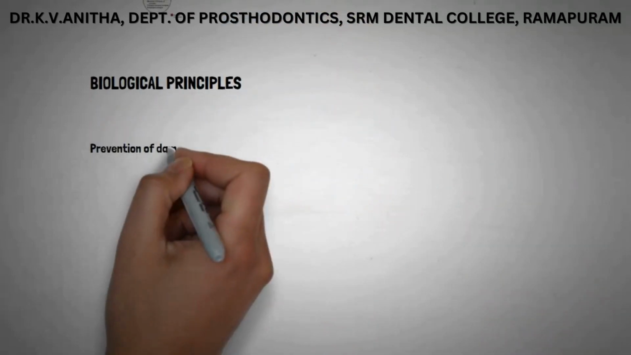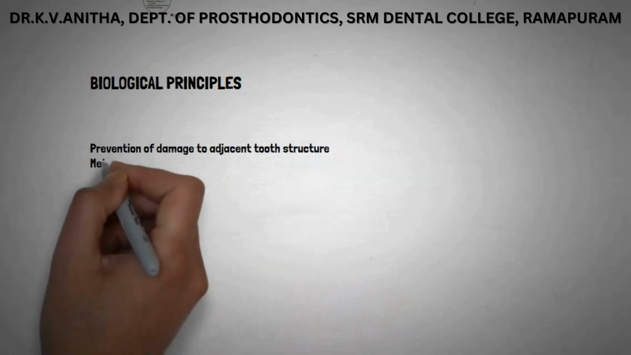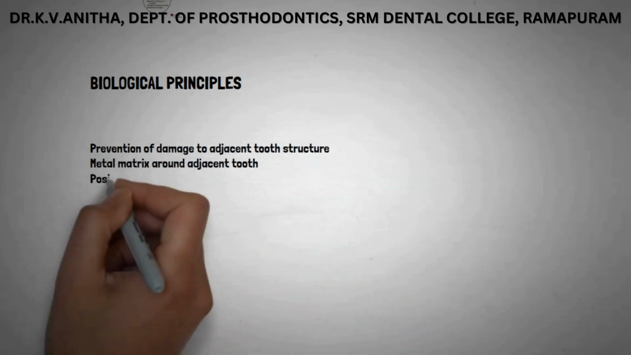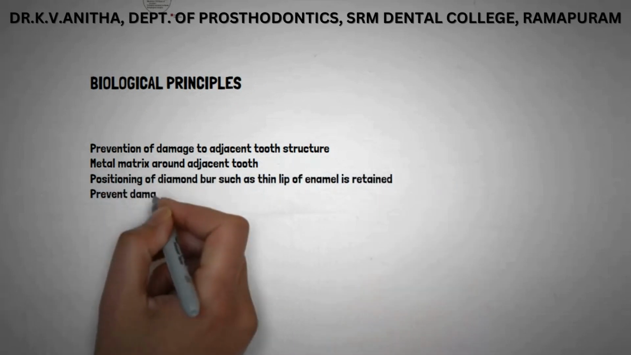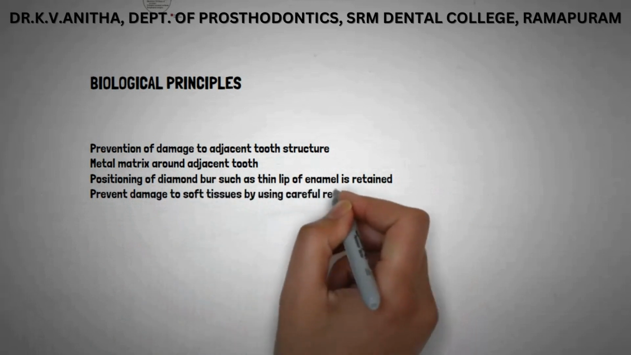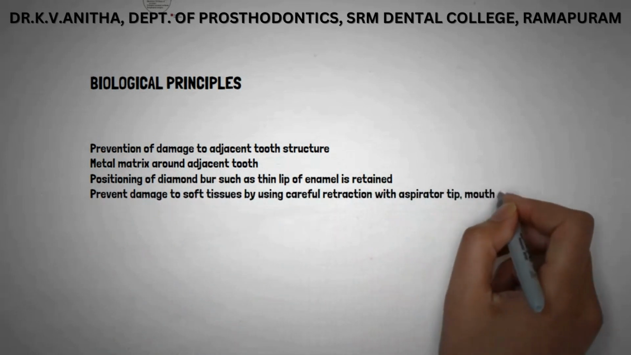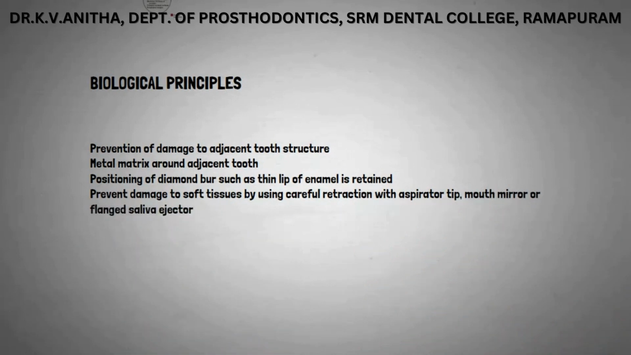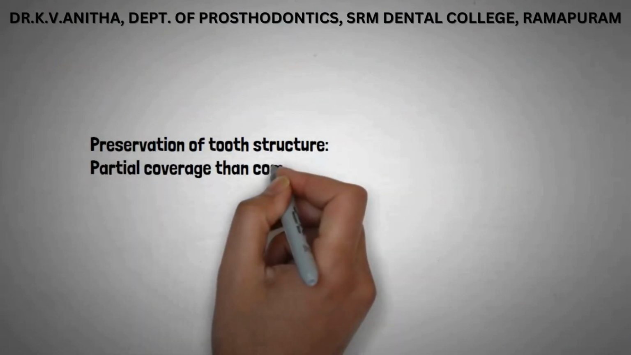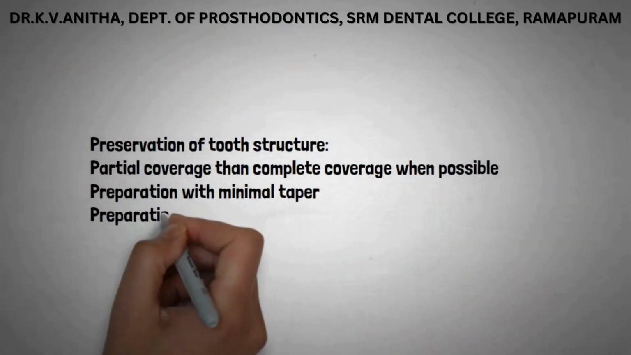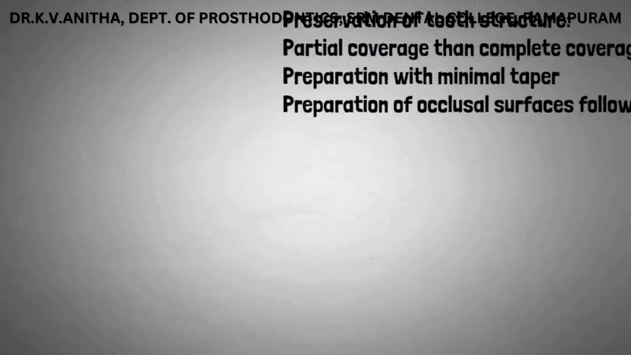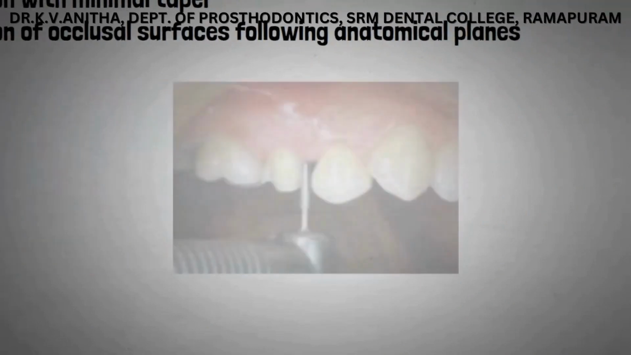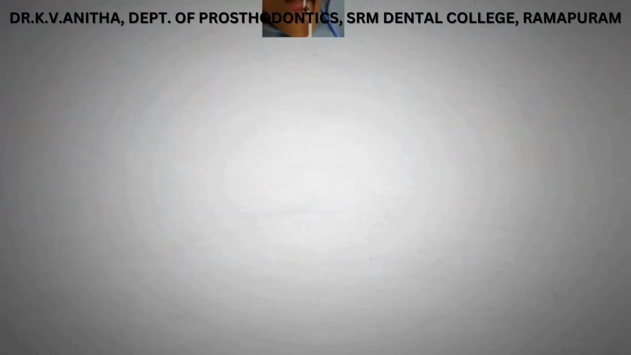Biological principles. These include prevention of damage to adjacent tooth structure, using a metal matrix around the adjacent tooth, and positioning of the diamond bur such that a thin lip of enamel is retained. Damage to soft tissues is prevented by using careful retraction with an aspirator tip, mouth mirror or flanged saliva ejector. Preservation of tooth structure is obtained by choosing partial coverage rather than complete coverage when possible, preparation with minimal taper, and preparation of occlusal surfaces following anatomical planes.